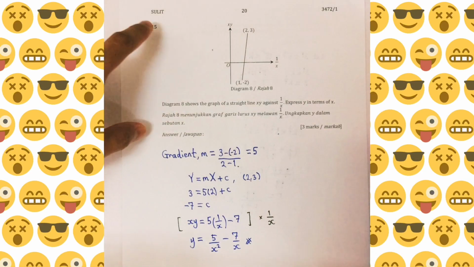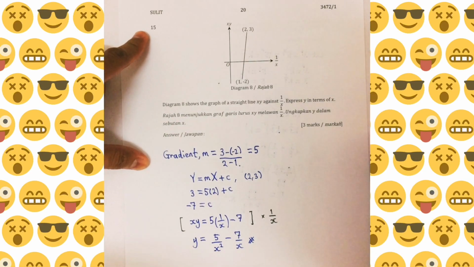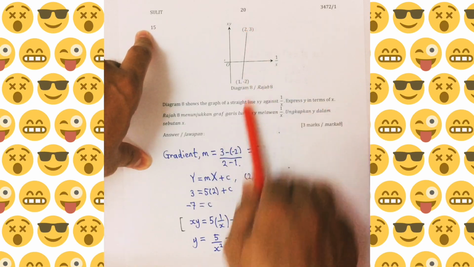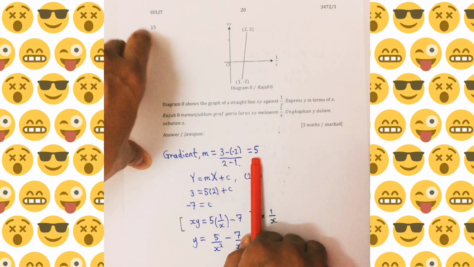Okay, this is question number 15. This is linear law chapter. First, you find the gradient. So y2 minus y1 over x2 minus x1. So 3 minus negative 2 over 2 minus 1 will give you 5.